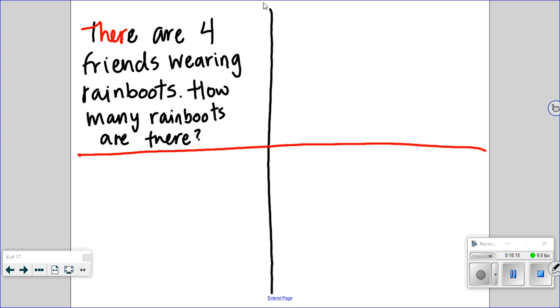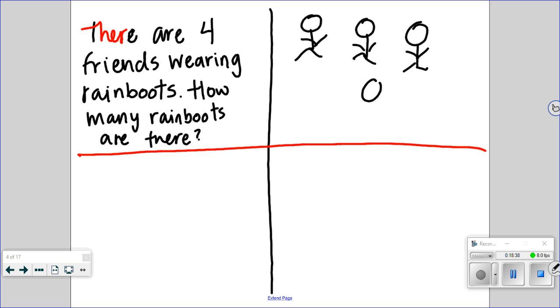Give me a second to get caught up. I'm going to draw a picture of what that looks like. Well, I have four friends, so I'm going to crank out four super cute stick people. One friend, two friends, three friends, four friends. There are my friends. They look awesome. I'm an artist. I know you don't have to compliment me.